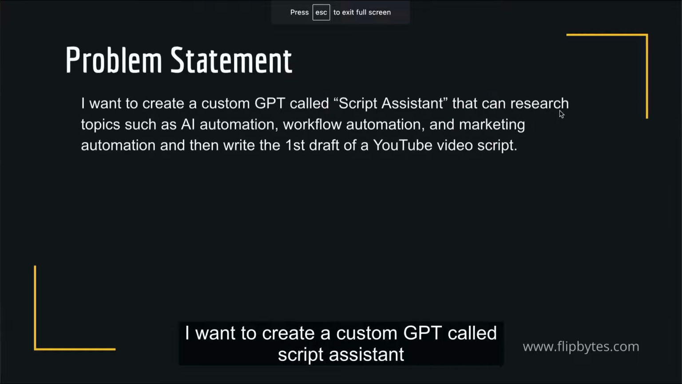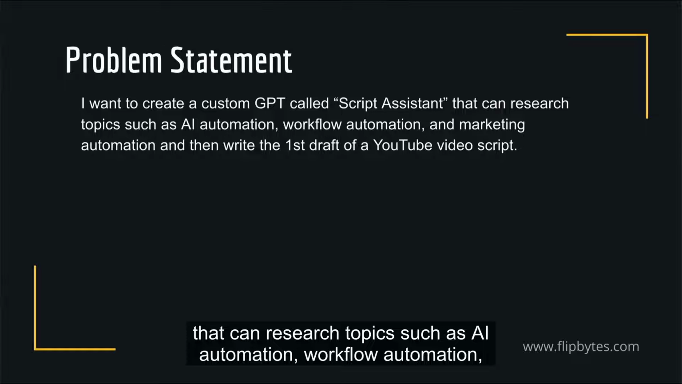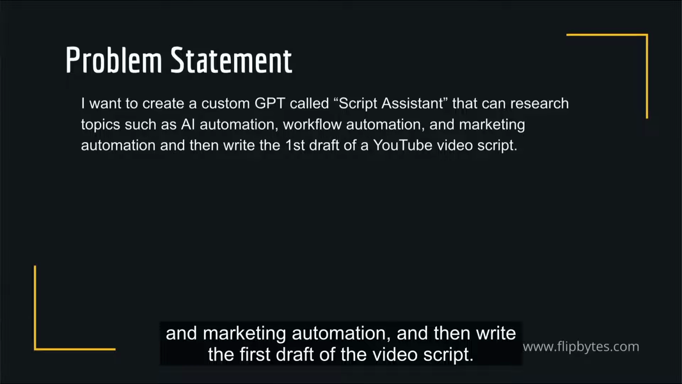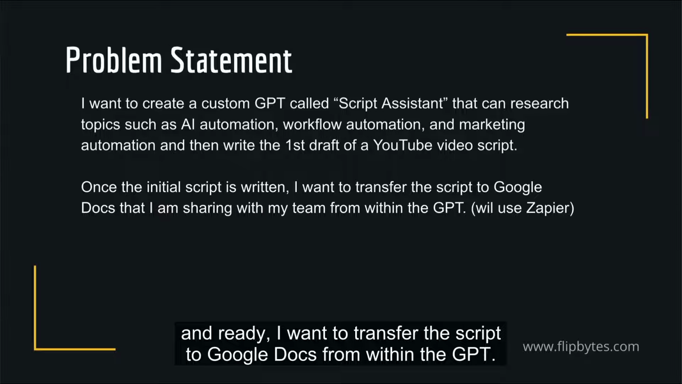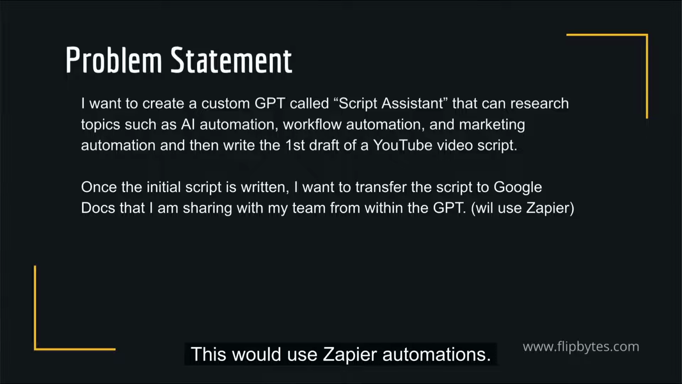I want to create a custom GPT called Script Assistant that can research topics such as AI automation, workflow automation, and marketing automation, and then write the first draft of the video script. Once the initial script is written and ready, I want to transfer the script to Google Docs from within the GPT. This would use Zapier automations.